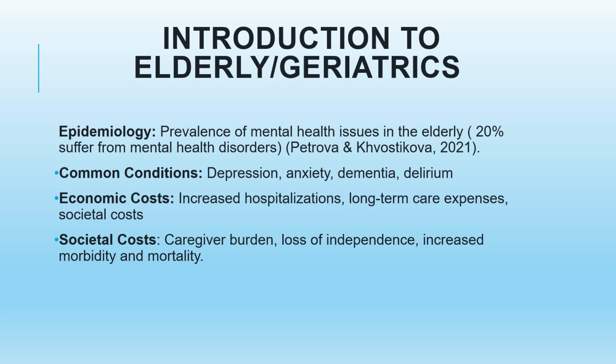mental health disorders. There are some common conditions involved, including depression, anxiety, dementia, as well as delirium. When discussing economic costs, there's increased hospitalizations, long-term care expenses, as well as societal costs. With societal costs, there are risks of caregiver burden, loss of independence, increased morbidity, as well as mortality.